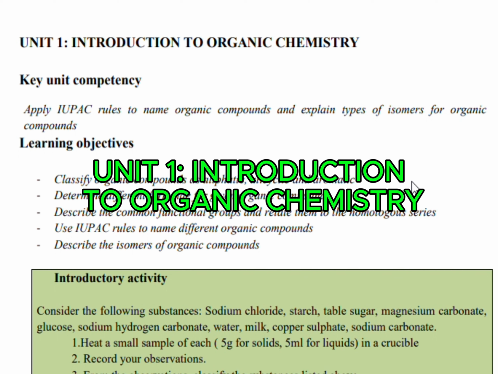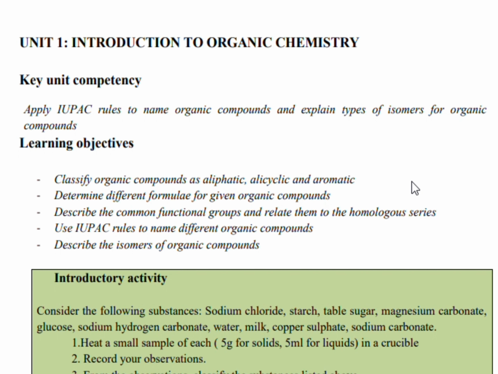Unit number 1 of chemistry in senior 5 is called Introduction to Organic Chemistry. By the end of this unit, the student will be able to explain the following points: to classify organic compounds as aliphatic, alicyclic, and aromatic.